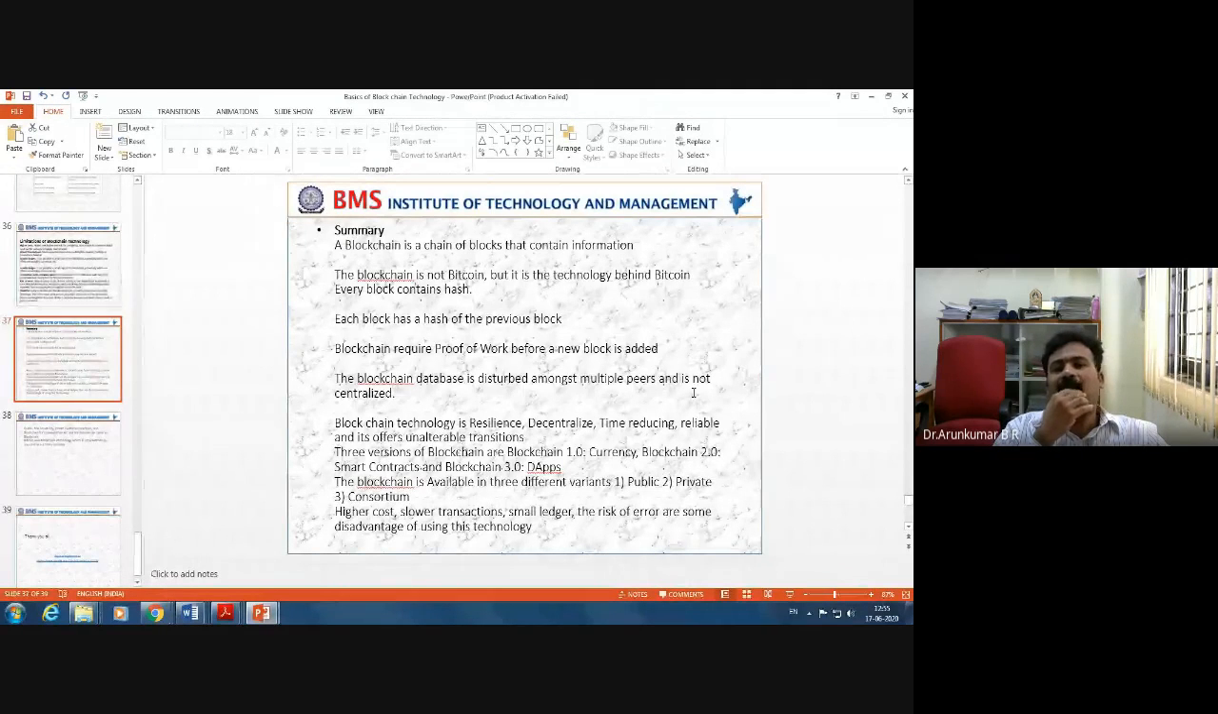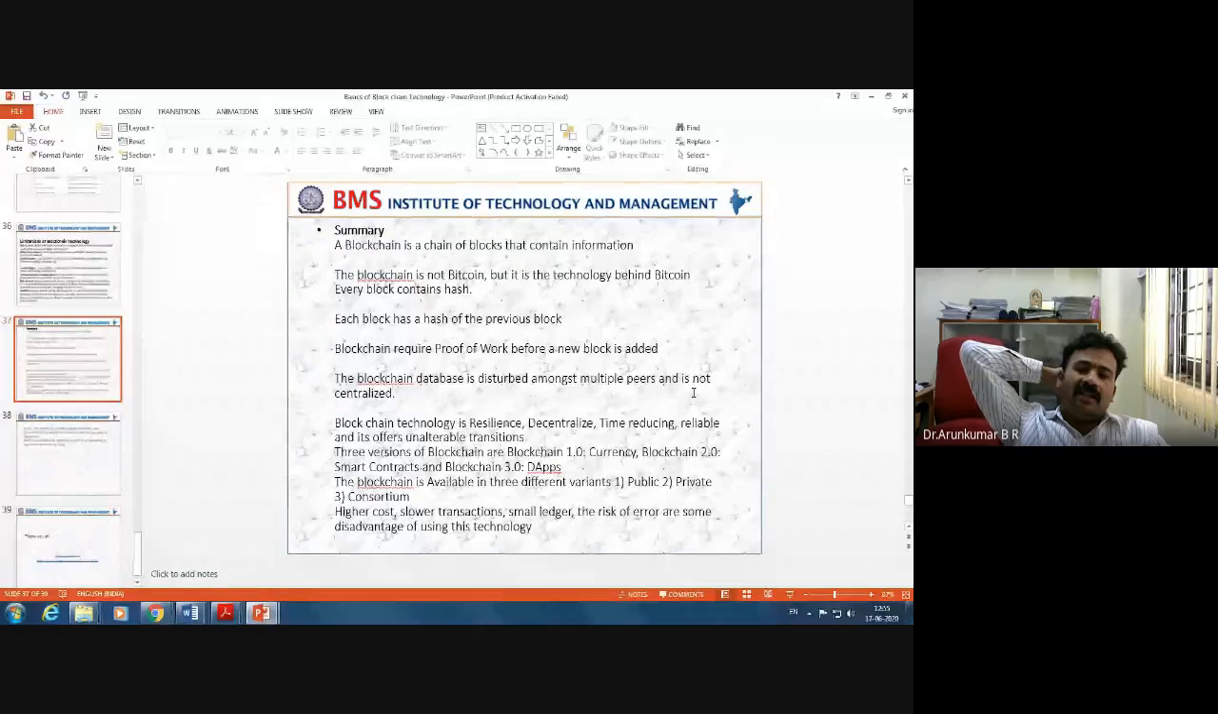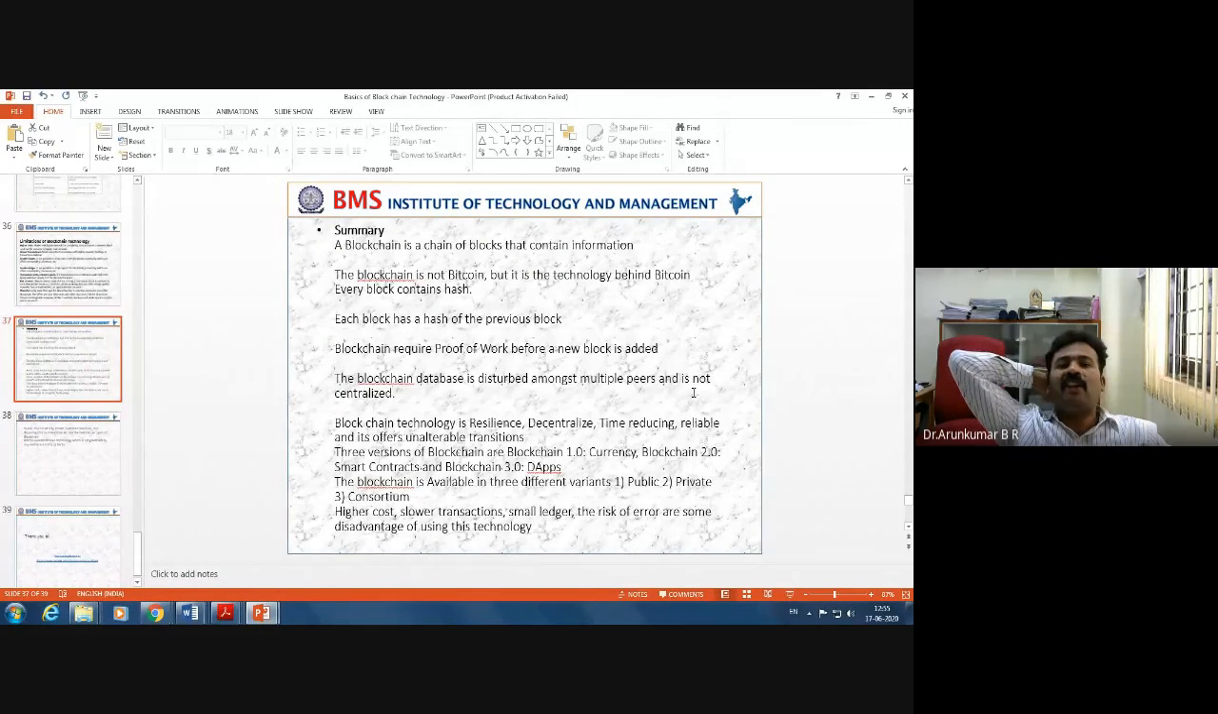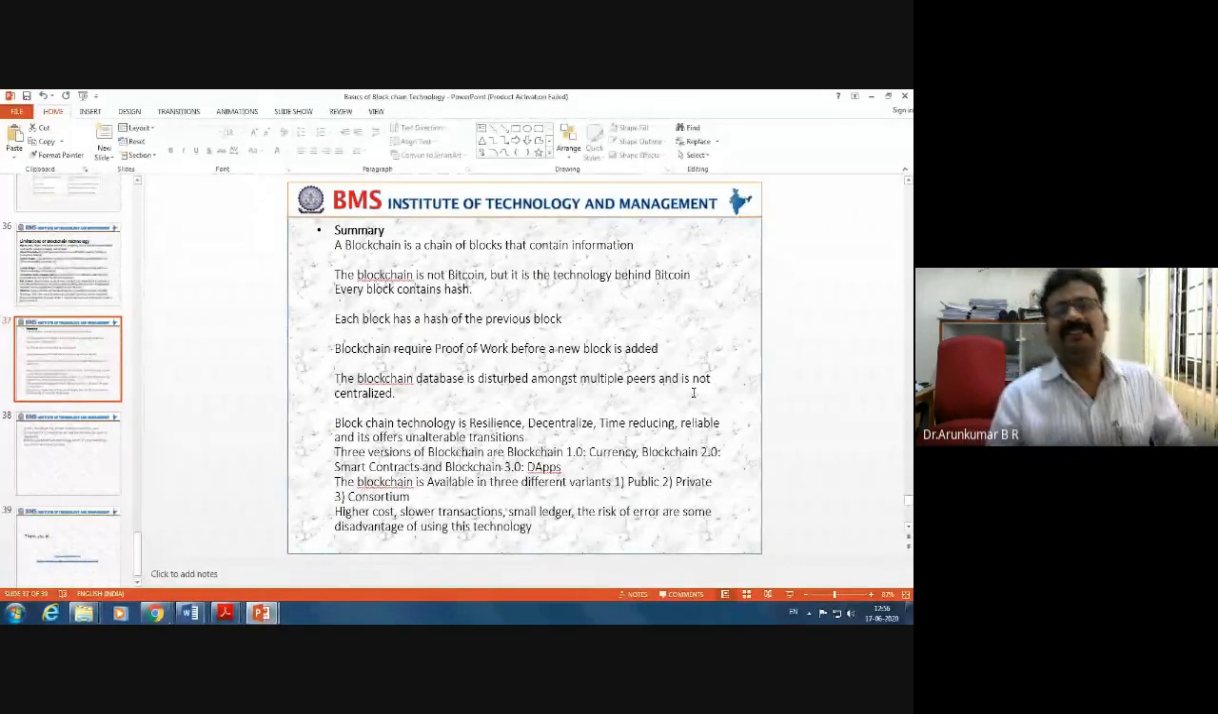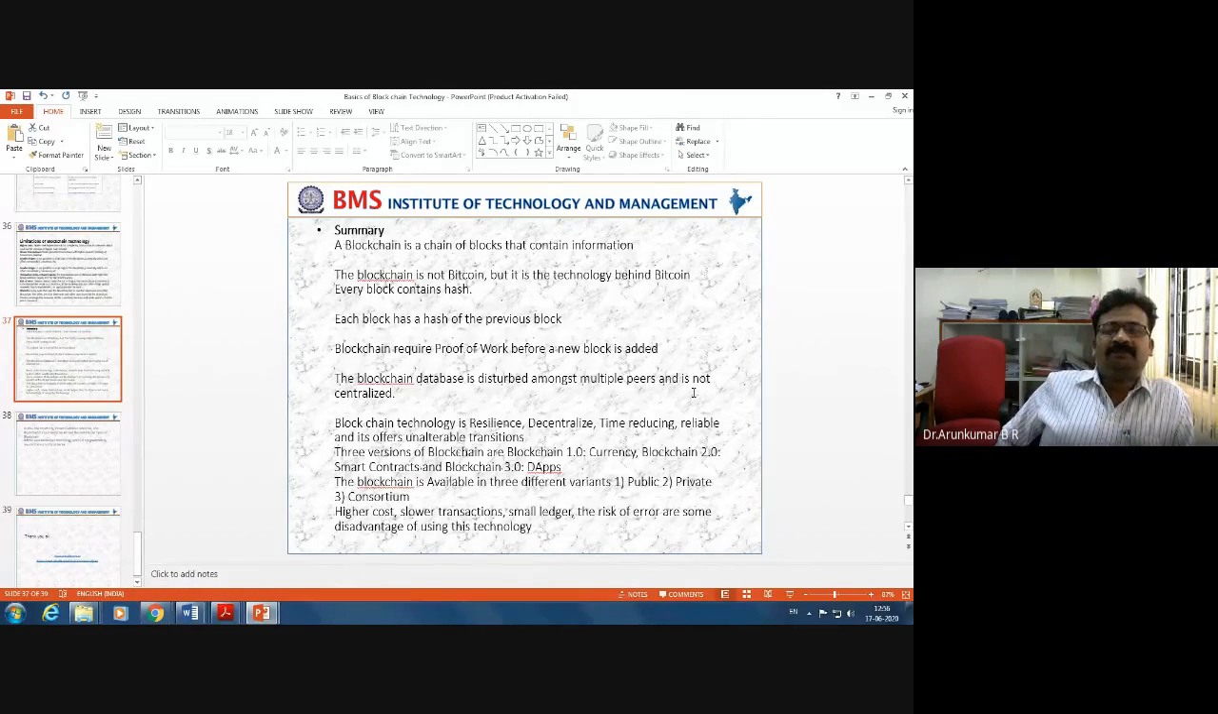At the end, we'll summarize the entire thing, whatever we studied since morning. A blockchain is a chain of blocks that contains information. The blockchain is not Bitcoin, but it is the technology behind Bitcoin. Every block contains a hash, and every block has a hash of the previous block. A small change in the content of a block results in a drastic change in the hash, that is the outcome of the hash algorithm.